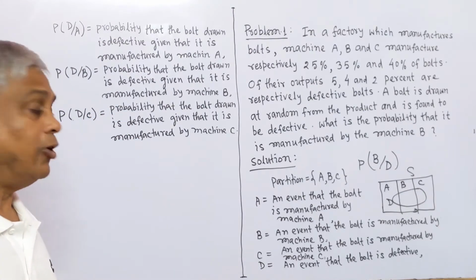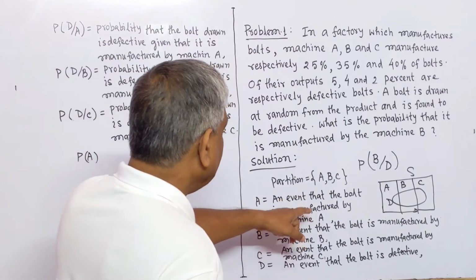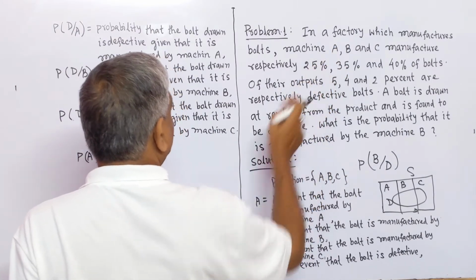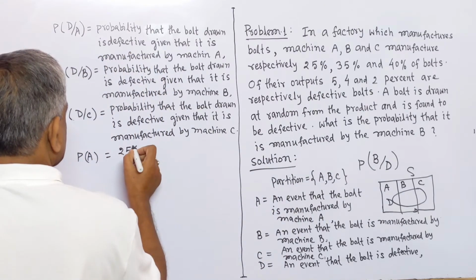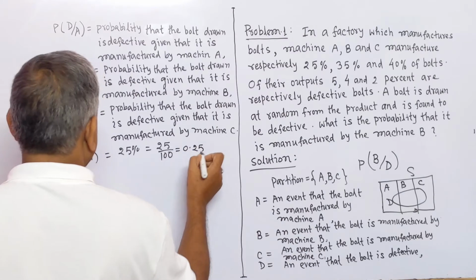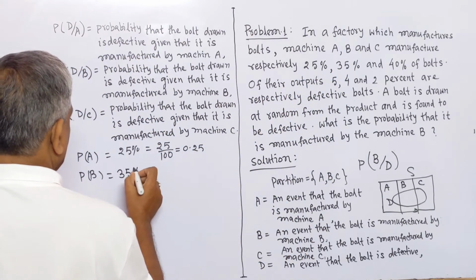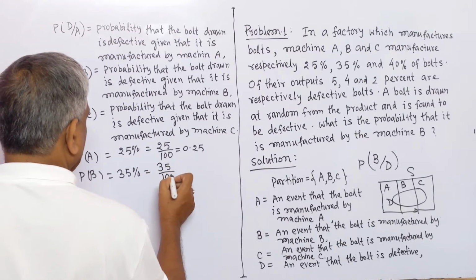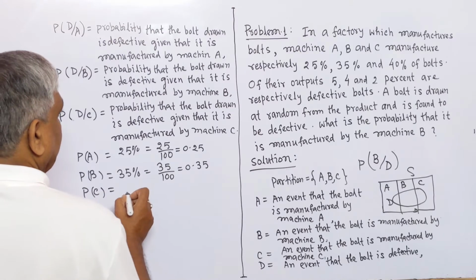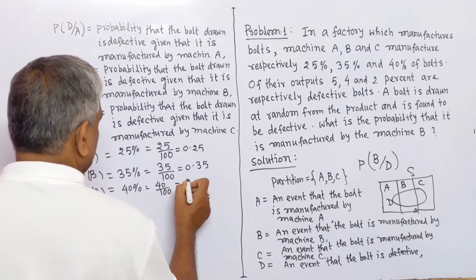Now we write the probability of each event. Probability of event A, that the bolt is manufactured by machine A, is 25%, which means 25 by 100. This is 0.25. Probability of B is 35%, which is 35 by 100. This is 0.35. Probability of C is 40%, which is 40 by 100. This is equal to 0.40.